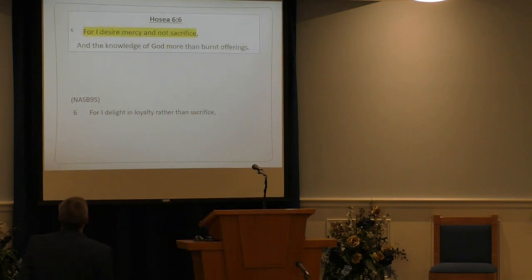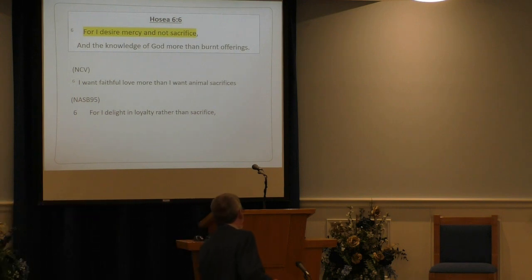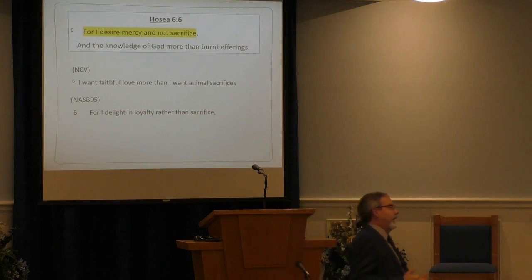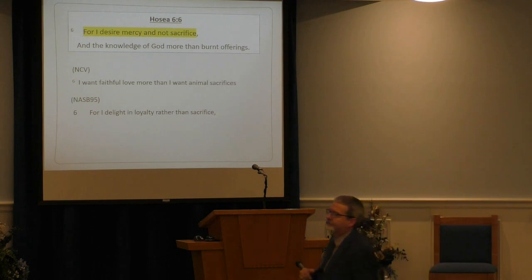Let's go to Hosea 6 and verse 6. Just trying to give us a sampling of how this all works. I desire mercy and not sacrifice. Now let's just focus on that phrase, mercy, not sacrifice. If someone were to ask you, I've been reading my Bible and God said I desire mercy and not sacrifice, but I thought he did desire sacrifice. Can you explain that to me? How would you explain it?